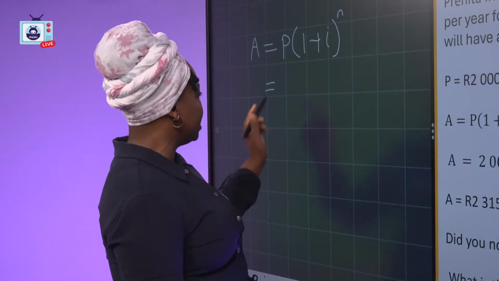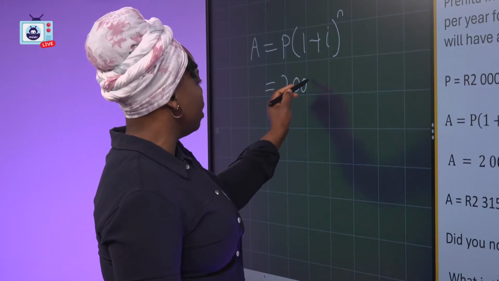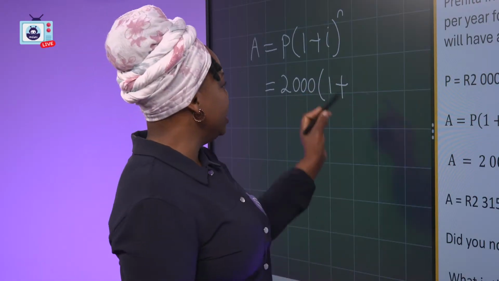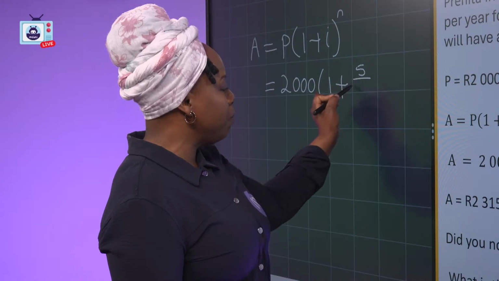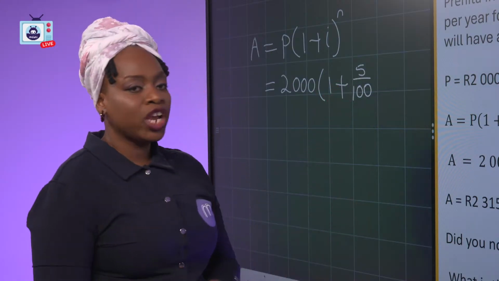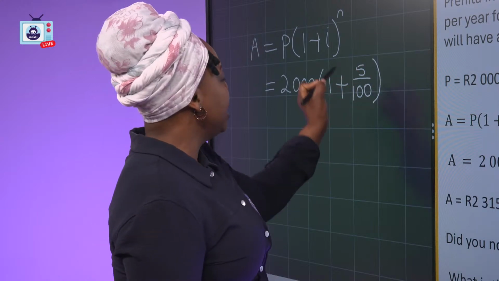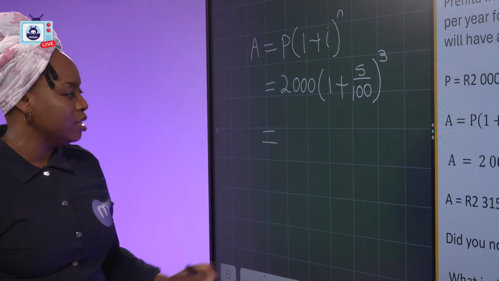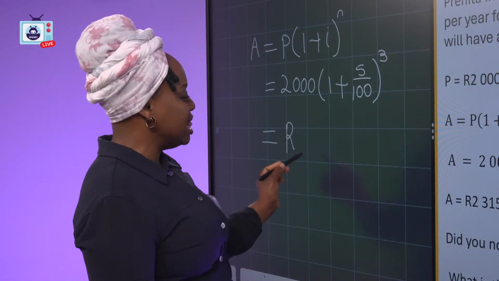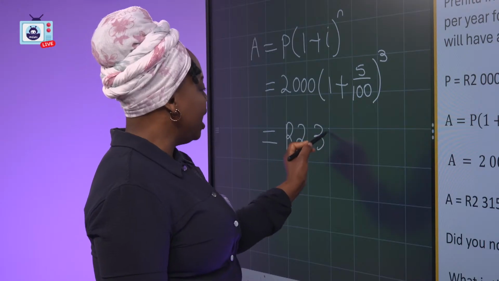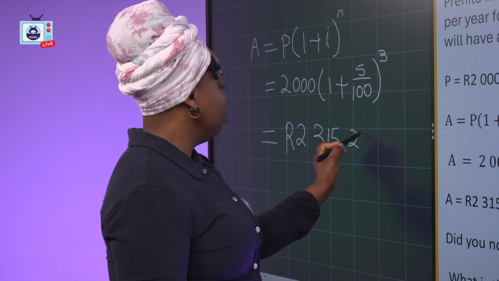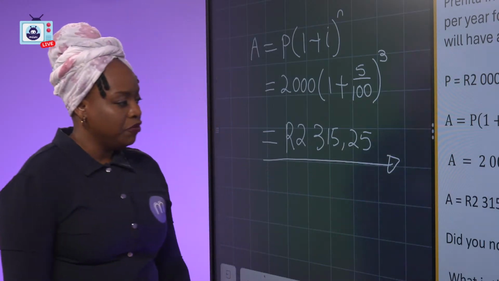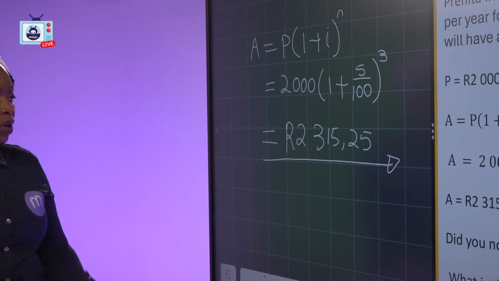Then let's substitute. Same as we did. That is 2,000. And then we have 1 plus our interest, which is 5 divided by 100, which can be 0.05, and then our N is 3. So if you calculate that properly together, you will be able to see that we have 2,315,25 as the answer. So that is 2,315 and 25 cents.